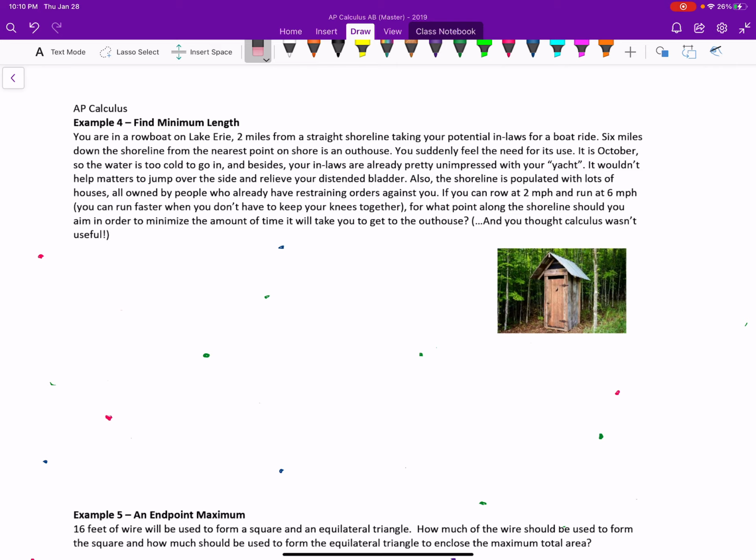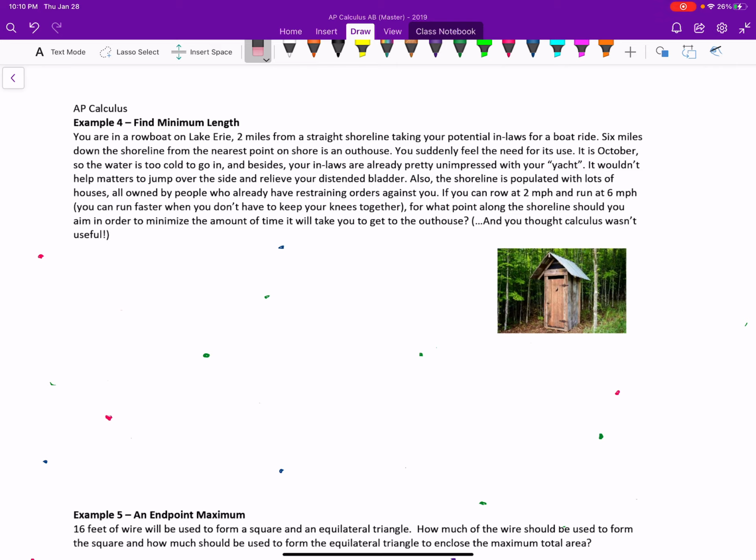But we're back in the old days, right? You suddenly feel the need for its use. It's October, so the water is way too cold to go in, and besides, your in-laws are already pretty unimpressed with your yacht, your supposed yacht, which is only a rowboat. It wouldn't help matters to jump over the side to relieve your distended bladder, so that wouldn't look good, right?